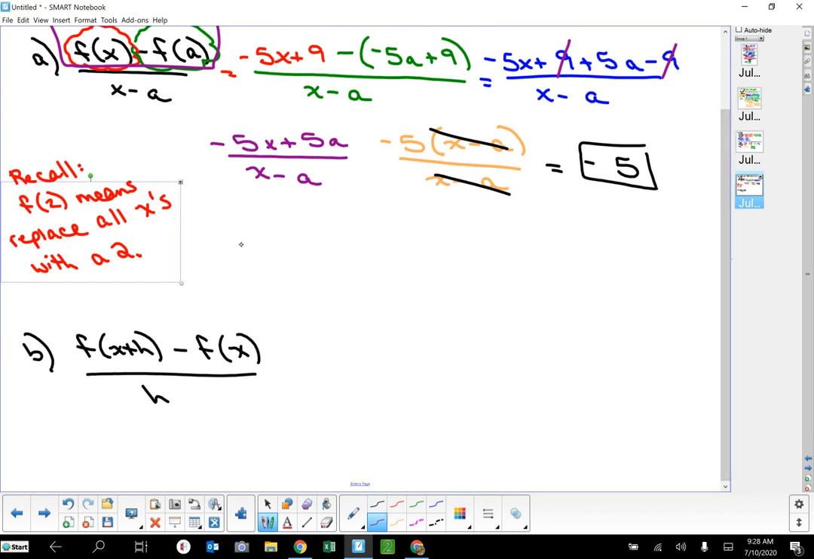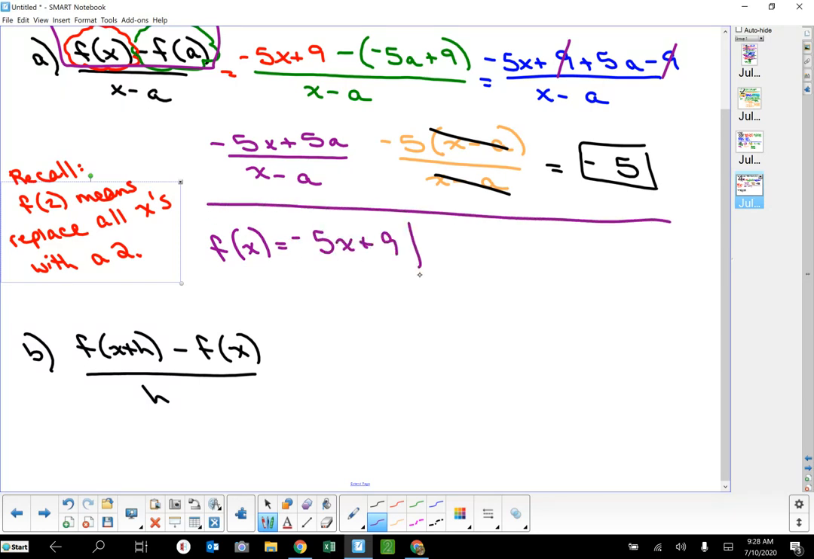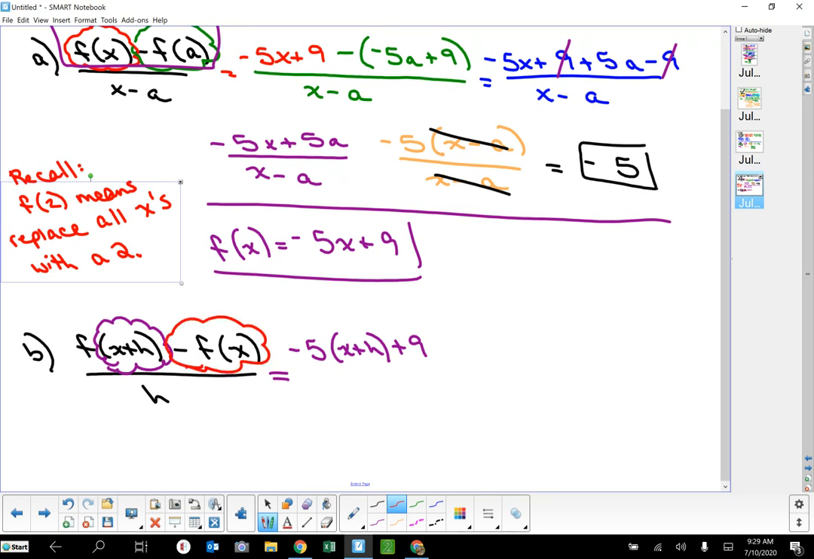I'll rewrite the function right up here since it disappeared. F of x equals negative 5x plus 9. So this is the function that we're using for the substitution here in part B. All right, so I'm going to take and put an x plus h anywhere there's an x. So I have negative 5 times x plus h plus 9. That would be the whole function, all right? Now I'm going to subtract off f of x. Subtract off negative 5x plus 9, and it's all over h.